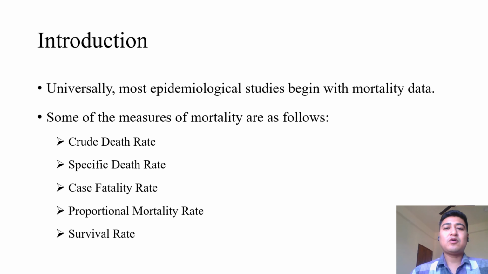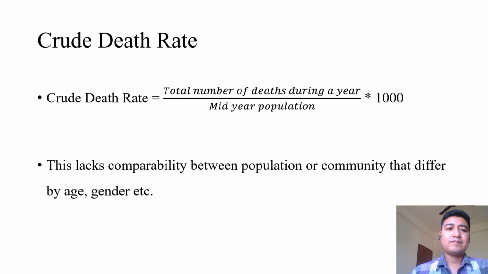We will be discussing the crude death rate, specific death rate, case fatality rate, proportional mortality rate, and the survival rate. These are just a few of the indicators of mortality. There would be many more, but in this slide, we would be discussing these points. Let us begin with crude death rate.